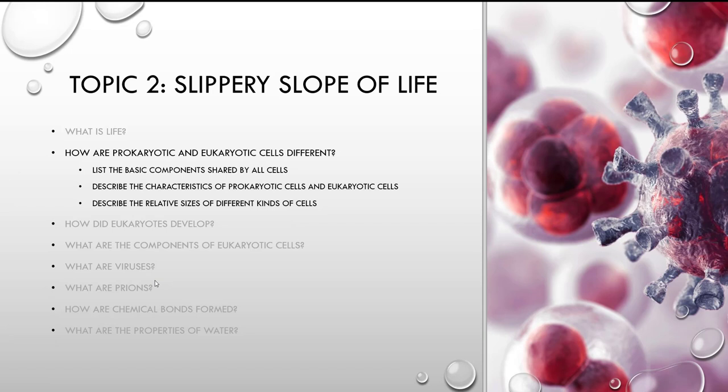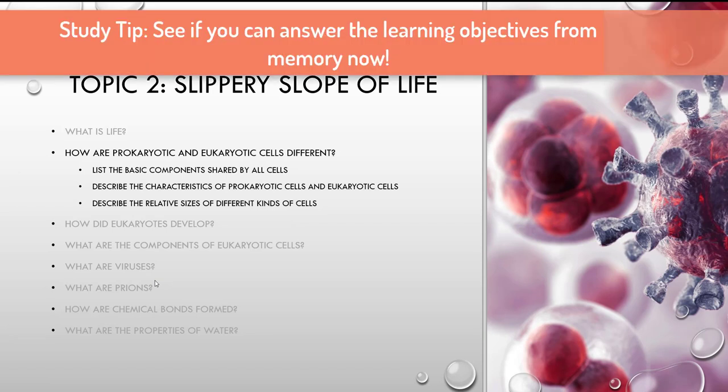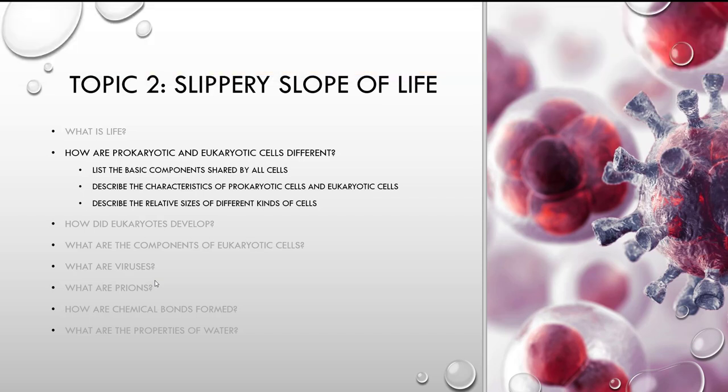All right, so that's it for the second part of topic 2, how are prokaryotic and eukaryotic cells different? By now you should be able to answer our 3 objectives: list the basic components shared by all cells, so those 4 basic components you should be able to list right now; describe the characteristics of prokaryotic cells and of eukaryotic cells, and the differences between the two; and describe the relative sizes of the 2 different types of cells. See if you can describe them in micrometers. You could do the average.